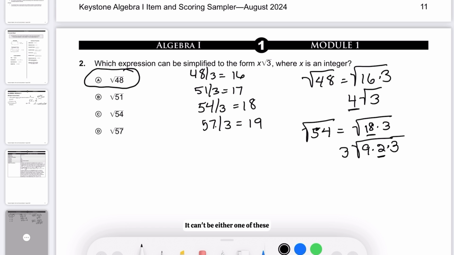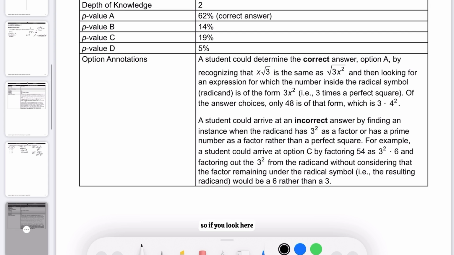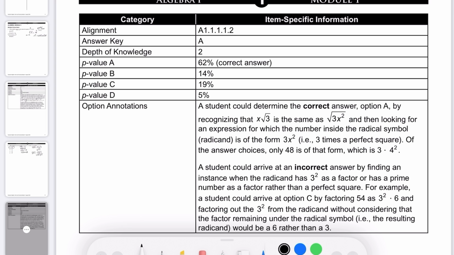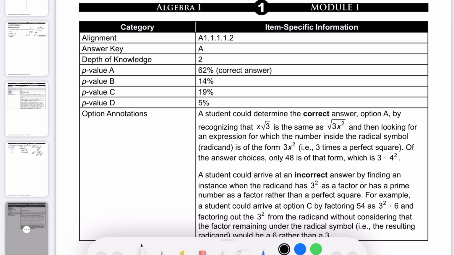It can't be either one of these because I can't do the square root of 19 and I can't do the square root of 17. So those are not possible. Okay? So if you look here, and I want you to write yourself a note. I'm coming to check right now. I want you to write yourself a note of why A can be the only one that's the answer. Okay? Their explanation is a little bit different than mine, but that's okay. Mine, I feel like, is a little bit simpler. Okay?